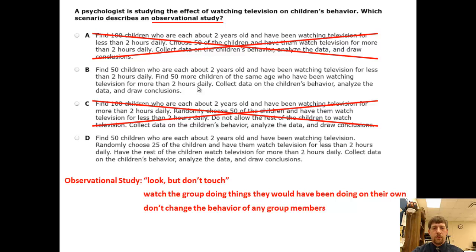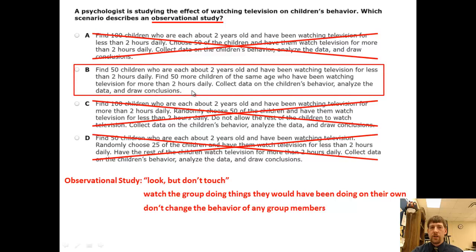Choice D, find 50 children who are each about 2 years old and have been watching TV. So we already have our kids who have been watching TV. Randomly choose 25 of them and have them watch TV for less than 2 hours daily. So again, we're changing what they were already doing. They were watching TV. We're changing half of them to not watching TV. So since we impacted the group, that makes it experimental instead of observational. We touched, but we didn't just look. So D is out, meaning that B is the only one that was an observational study.